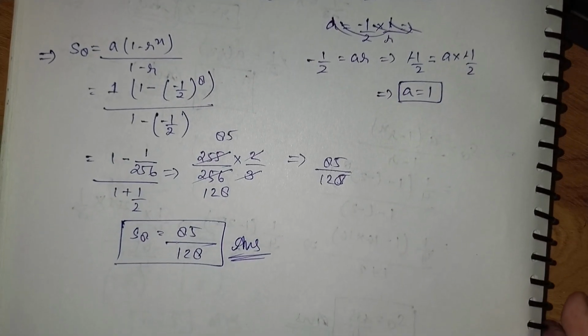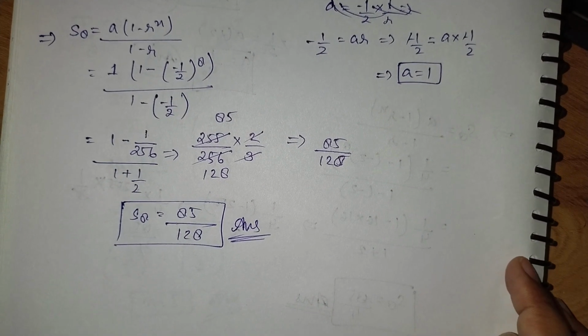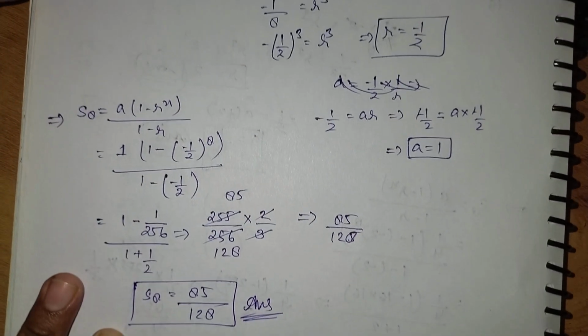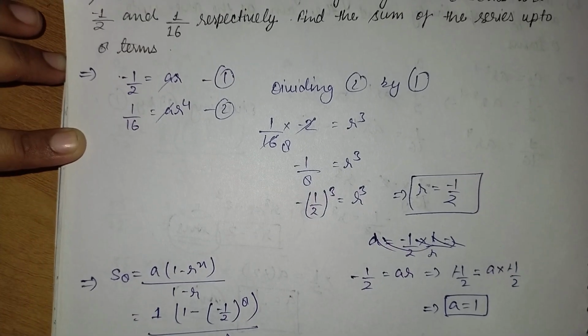This is the final solution of question number 6 here. Firstly, we have found the value of the common ratio and first term, and then we have found the value of the sum of 8 terms of the series here.